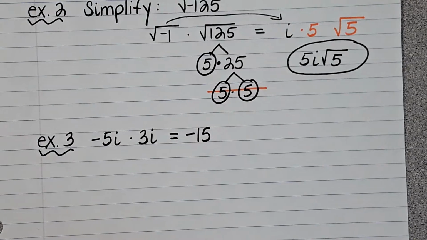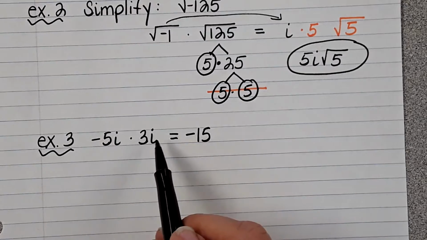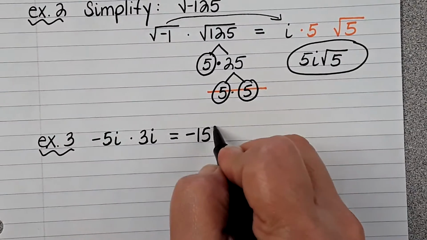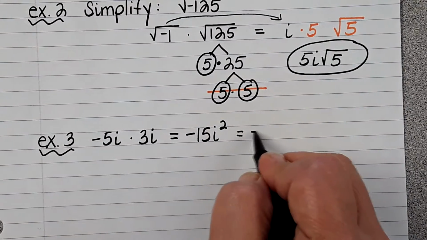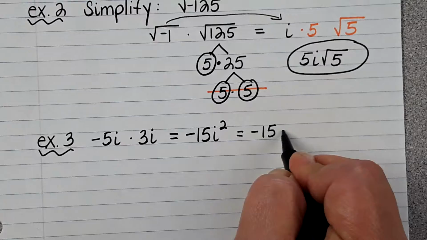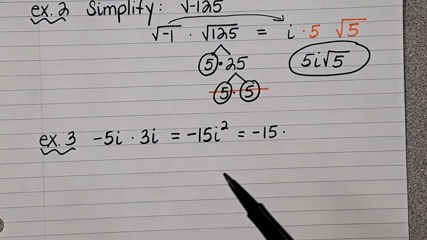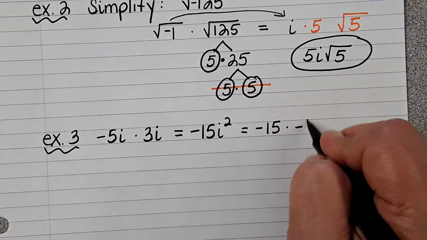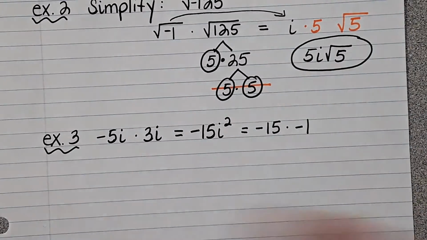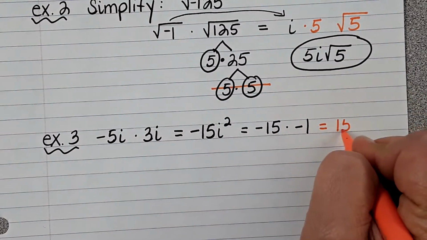And just like x times x, we get x squared. Same thing. Imaginary times imaginary is imaginary squared. I squared. What does that mean? If we see an I squared, we can replace it with negative 1. So negative 15 times negative 1 equals positive 15.